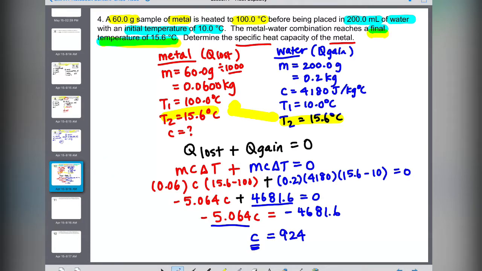Check my SIGDIGS. This question has 3 significant digits, so 924. What's the unit for specific heat? Joules per kilogram degree Celsius. Yes.